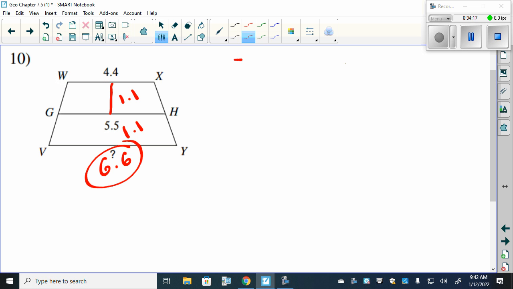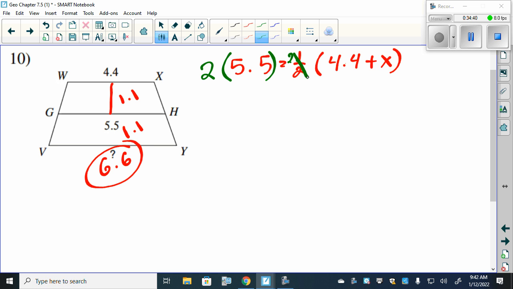6.6. Now, if we worked it out, we could say that 5.5 is equal to 1/2 of, plus x. Now, I wouldn't multiply it through by 1/2 because that'd be a little funky with decimals already. But what we can do is multiply both sides by 2. These would cancel out. Now, 2 times 5.5, we could do that in a calculator, and it would actually tell us that it is 11 is equal to 4.4 plus x.